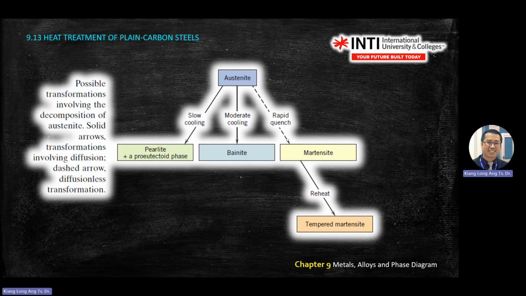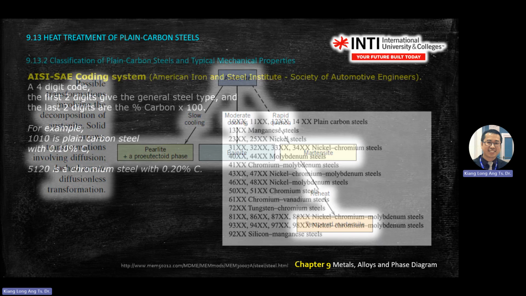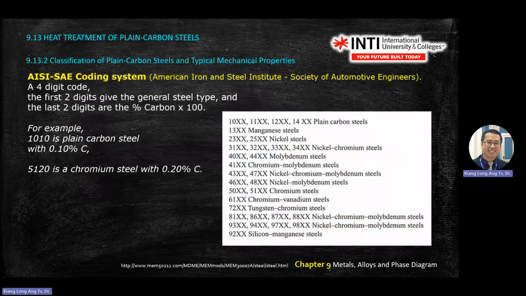And then how you get tempered martensite. You rapid quench, you get martensite. You reheat again, you get tempered. Okay, memorize this transformation diagram. The rest is just for your info.